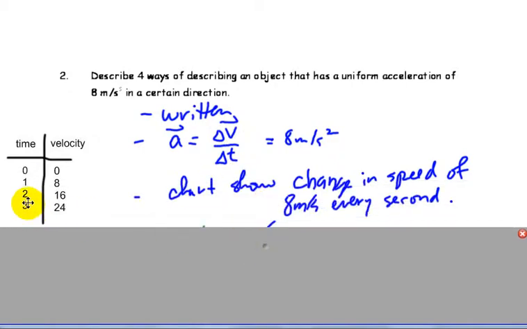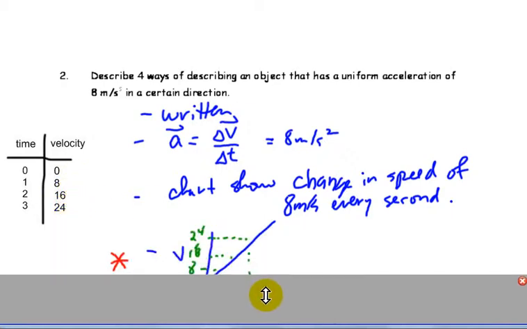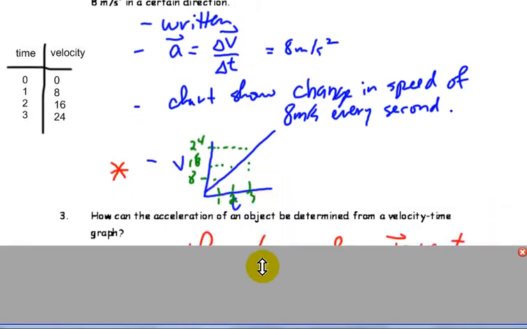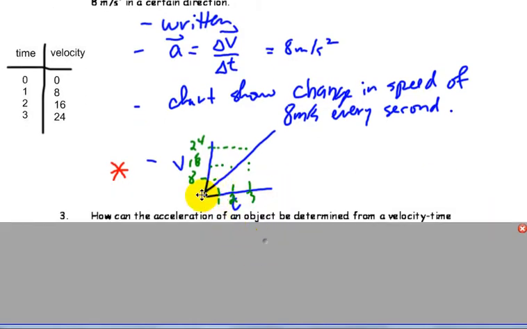We can look at a chart here. As the time increases by 1 second each time, our velocity increases by 8 meters per second every second. Or graphically, as each second passes by, you can see 8, 16, 24. It's an increasing straight line. That would be an acceleration as well.